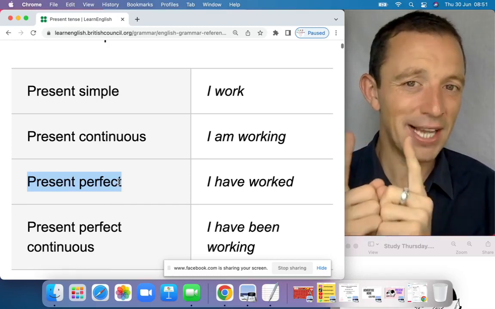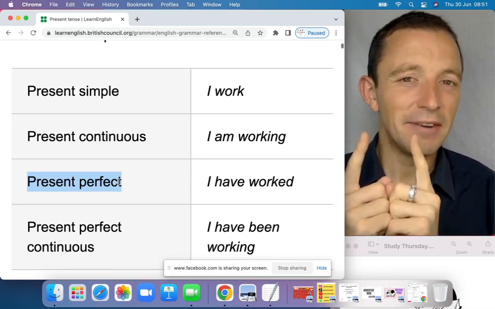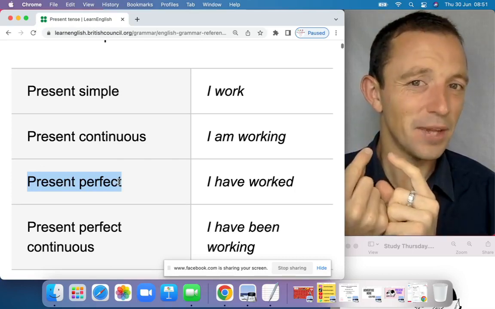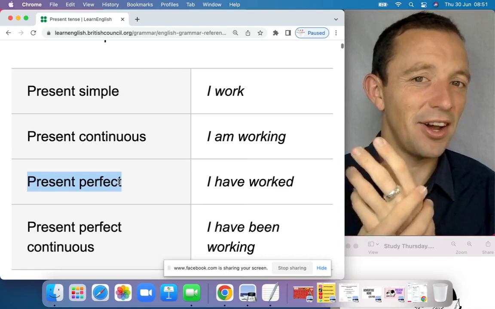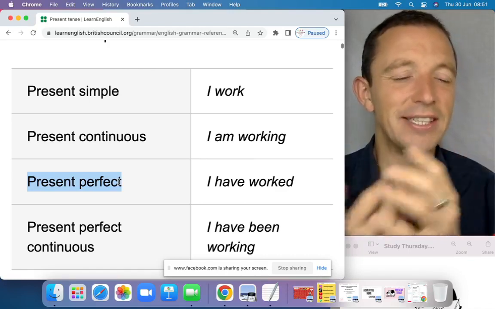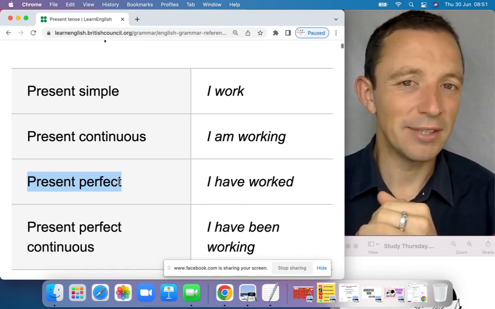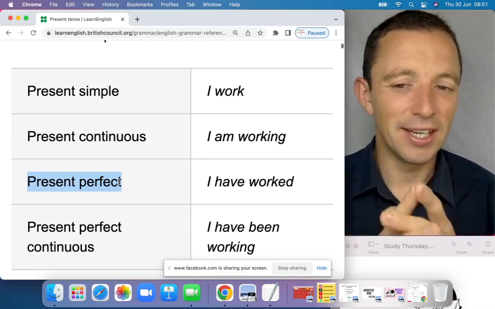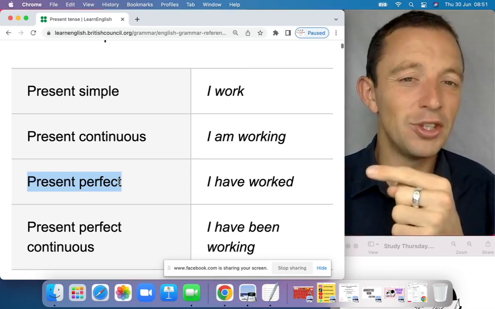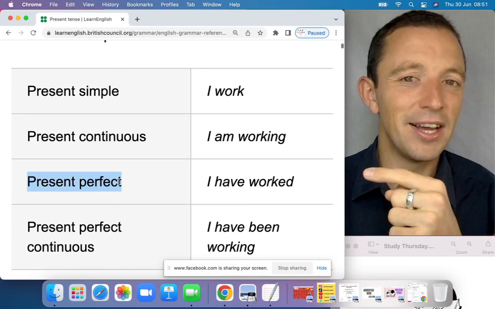This is considered the present perfect. It's very typical with the word since. I have worked since 8 o'clock. So the word since is very typically combined with the present perfect, but not always. So this is an example to create the present perfect.